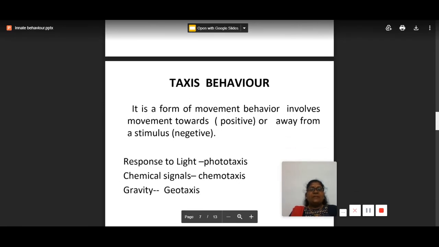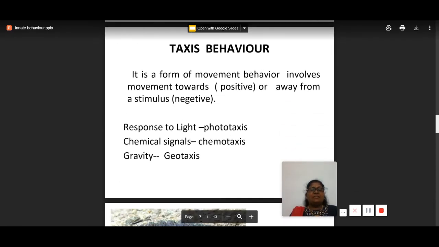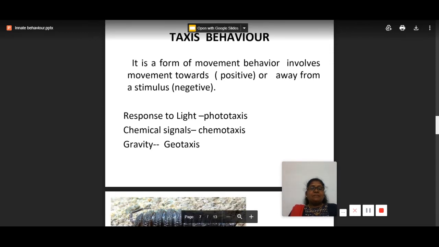Another type of behavior is known as taxis behavior. It is a form of movement by the animal towards or away from the stimulus. If the stimulus occurs and the animal moves towards it, that is positive taxis. If the stimulus occurs but the movement does not take place, that type is known as negative taxis.